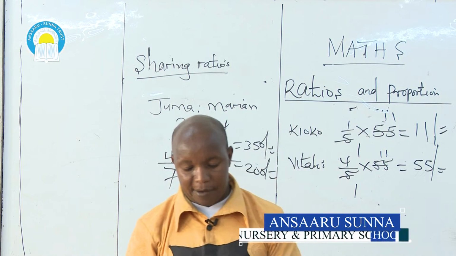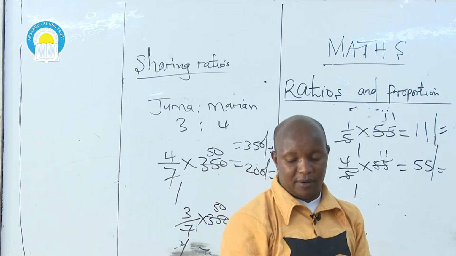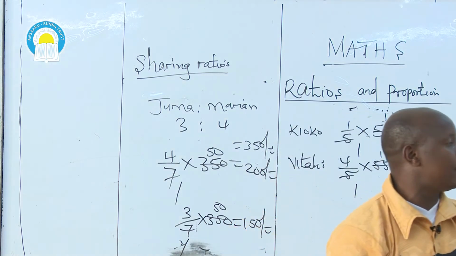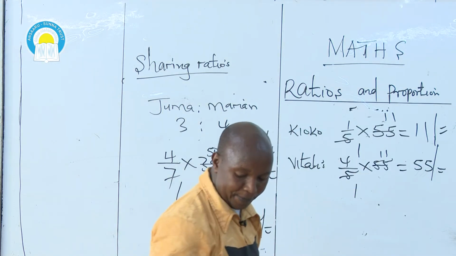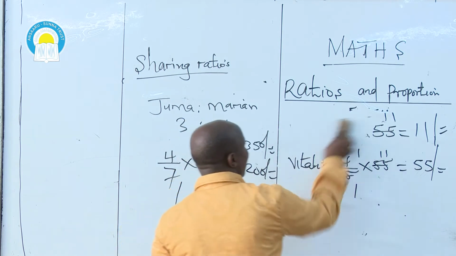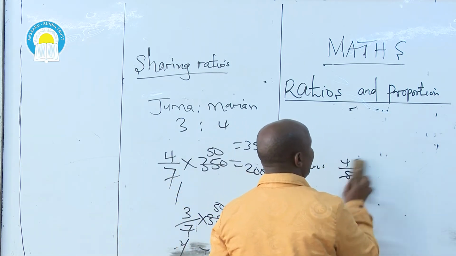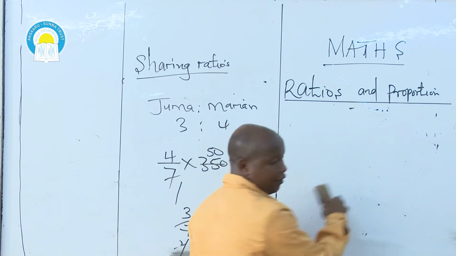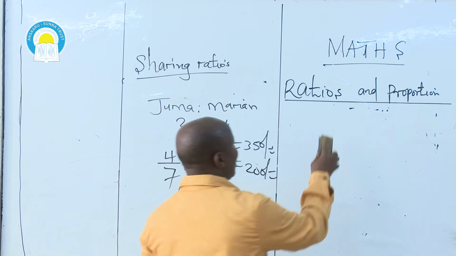Another example now, share 60 kilogram of unga in the ratio of 5:7. We have a family here who are sharing now 60 kilogram of unga in the ratio 5:7.